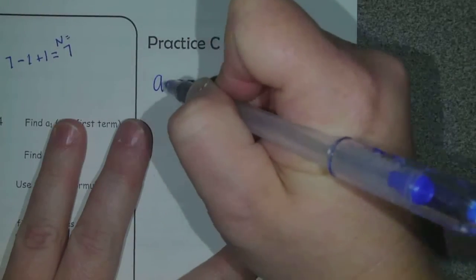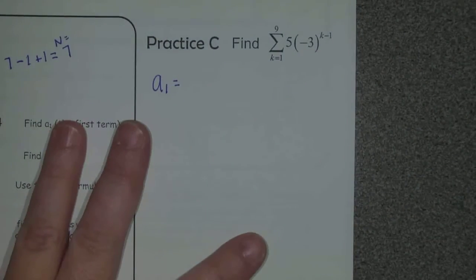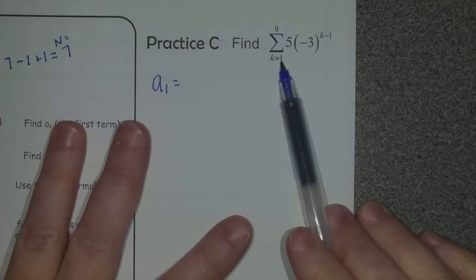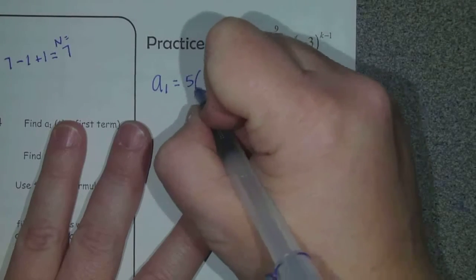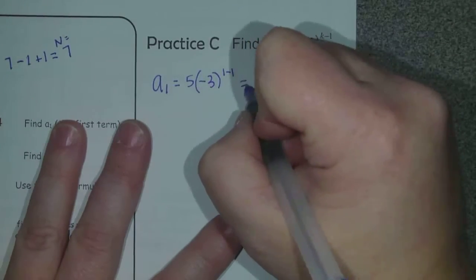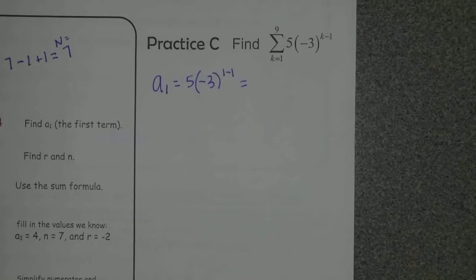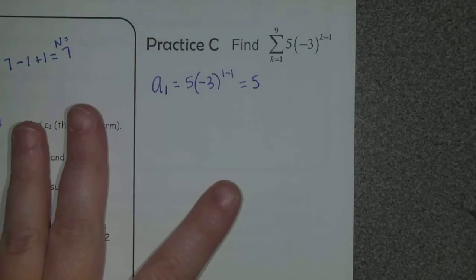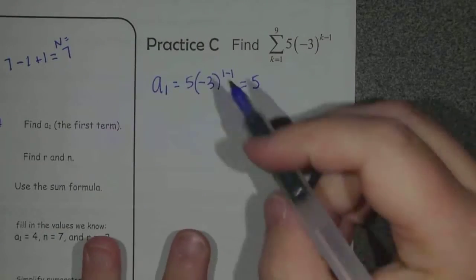Okay, the very first thing I need to do is find my first term. How do I find my first term? I substitute in the first value down here. What's my first value? 1. So I'm going to go 5 times -3 to the 1 minus 1 power. And just yell out an answer for me when you get that. It is 5. Okay, so guess what my first term is? 5.